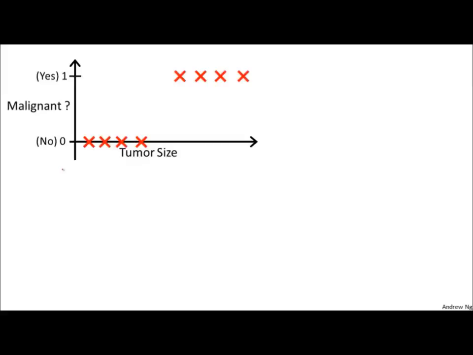Here's an example of a training set for a classification task, for classifying a tumor as malignant or benign. Notice that malignancy takes on only two values, 0 or no, 1 or yes. So one thing we could do, given this training set, is to apply the algorithm that we already know, linear regression, to this data set, and just try to fit a straight line to the data. If you take this training set and fit a straight line to it, maybe you get a hypothesis that looks like that. So that's my hypothesis, h of x equals theta transpose x.